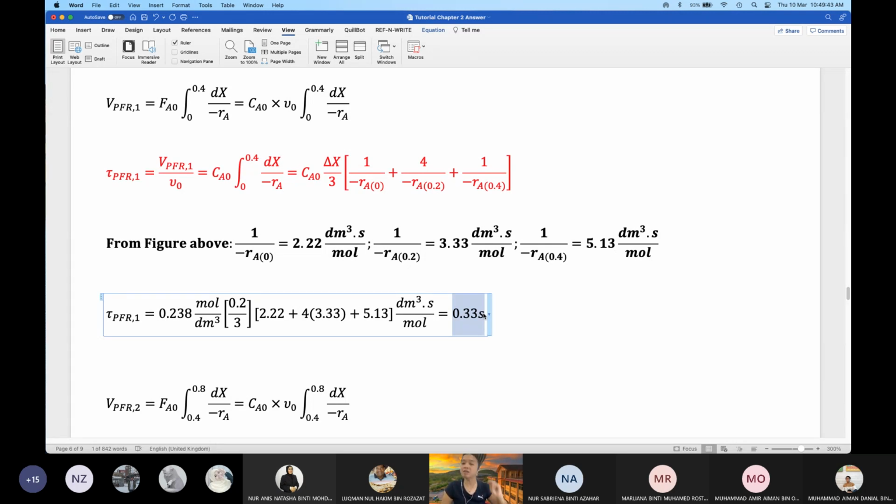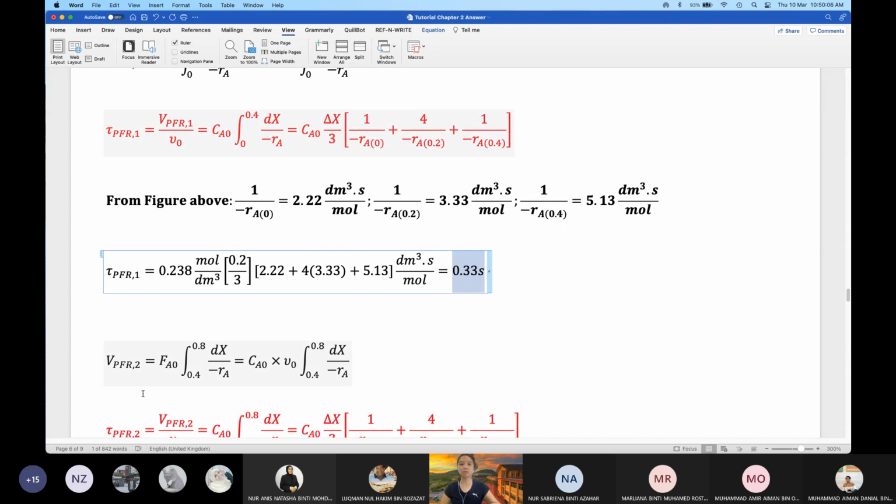Untuk second reactor, space time pun dah berlainan. Kenapa? Sebab space time reaktor pertama adalah sama dengan volume reaktor pertama bahagi initial volumetric flow rate. Space time yang kedua sama dengan volume reaktor kedua divide by the initial volumetric flow rate. Your volume reactor takkan sama dah. Kalau volume takkan sama, space time pun takkan sama. So you have to find the second space time.